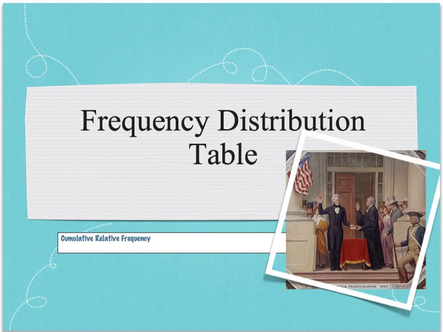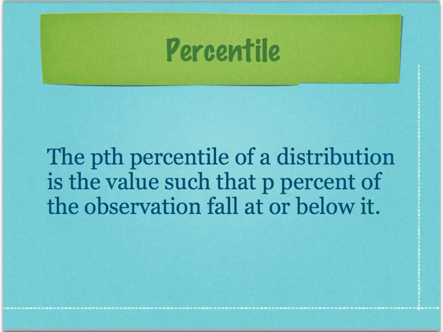Today we're going to build off from our frequency table that we created for a histogram to the cumulative relative frequency table that we're going to use for a cumulative relative frequency graph. A cumulative relative frequency graph uses what we call the percentile, and that's a distribution of the values such that a percent of the observations fall at or below it.